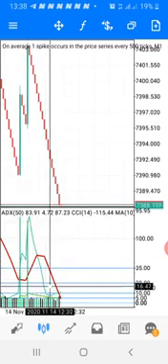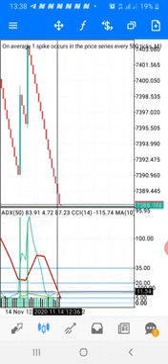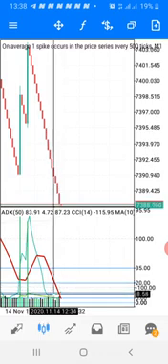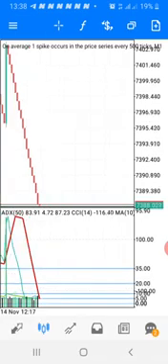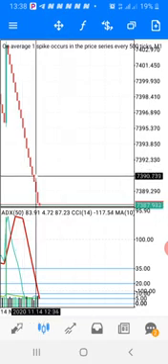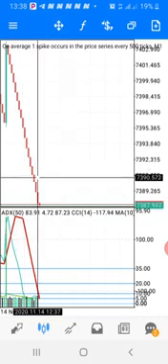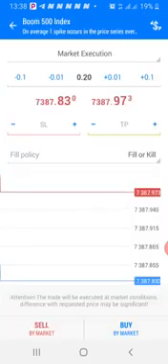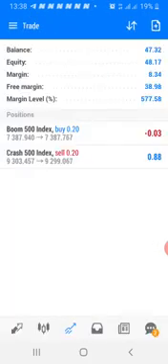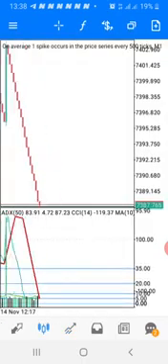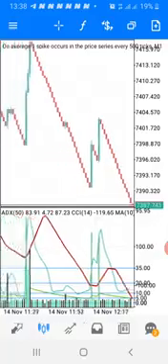So this is another crossing. As you can see, this is another crossing. So I want to place a buy for this market. Yeah, I just placed a buy. And let's not worry, let's see, it's going to spike.